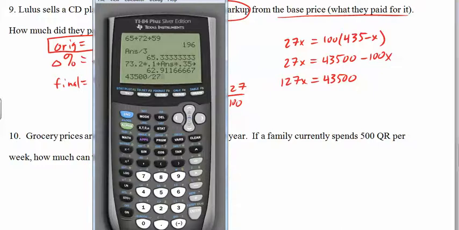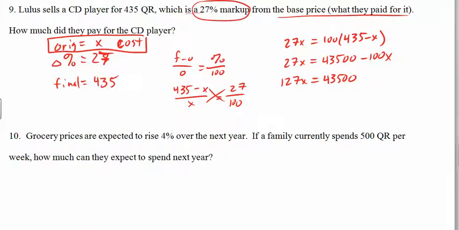I guess I could do it longhand, but why in the world would I do that when I got this fancy dancy calculator? So 127, and I push equals, and I get 342.5. So x equals 342.5, and this is in Qatari Riyals. So there you go, 342.5 Qatari Riyals is approximately how much they paid for the CD player. Not so bad. All right, let's go ahead and look at the next one.